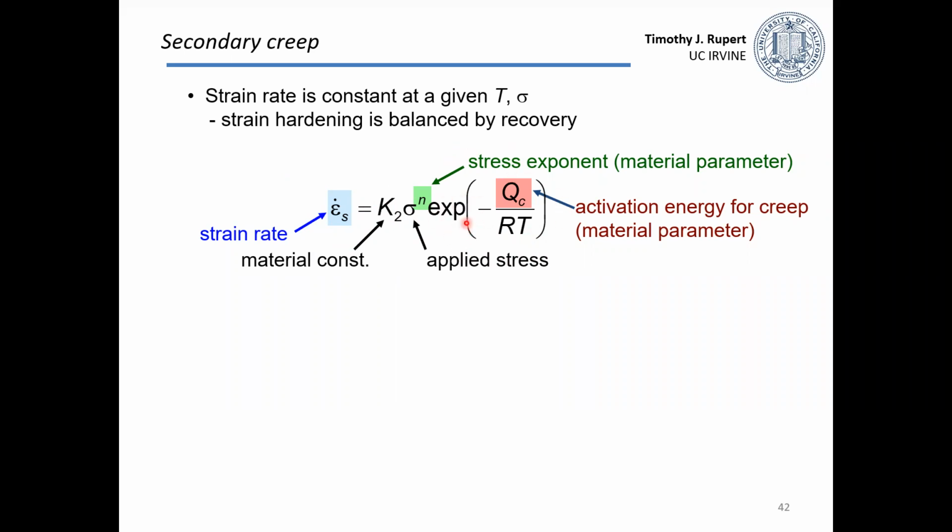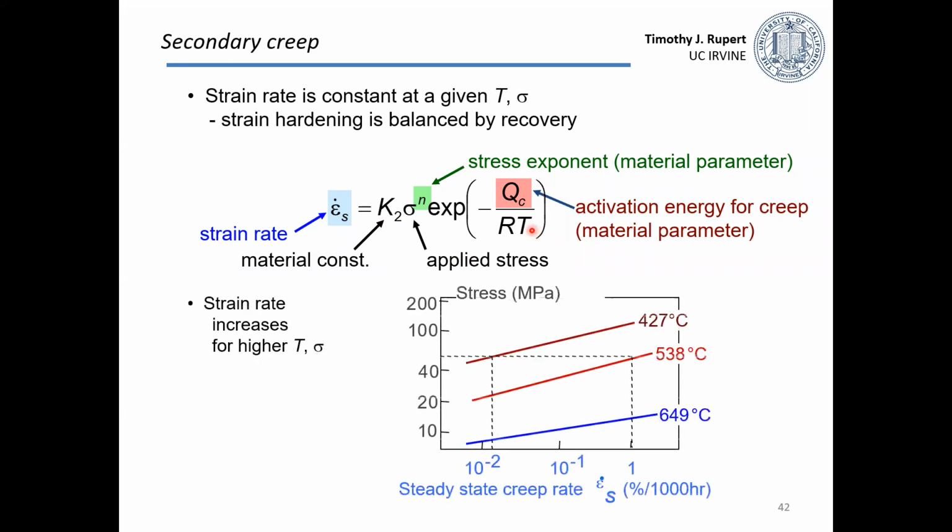And inside that exponential is the usual things that we'd expect from an Arrhenius equation: negative an activation energy divided by R times T. Now, where did we see these types of exponentials before? In diffusion, right? Turns out that's not a coincidence. The reason we see it in this type of equation is that diffusion is a very important part of what's happening during creep deformation. So what you would find is that the strain rate increases for higher temperatures and stresses.